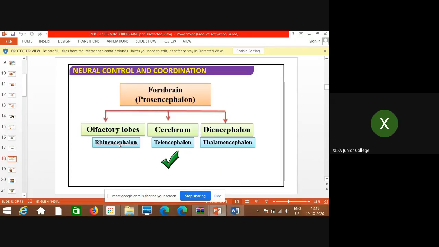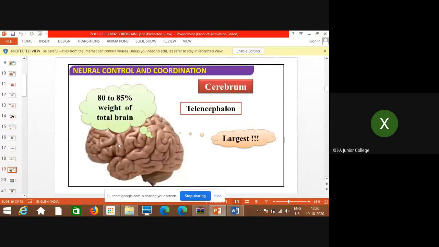Now, the next is what? Olfactory lobes we completed. The next is the cerebrum. That is the main and the most important and the largest part of the total brain. You can say not only of the forebrain, but of the entire brain, this is considered the largest. So what is the cerebrum known by? Telencephalon. Okay, now we'll talk about the cerebrum.